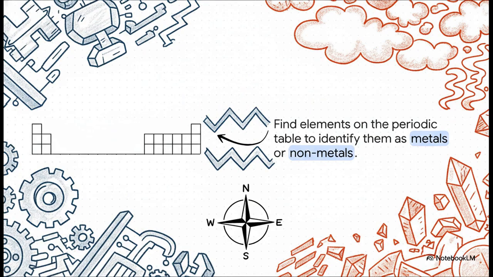So how do you know which path to choose? Well, you use this map, the periodic table. As a general rule of thumb, you'll find the metals over on the left and in the middle, and the nonmetals are hanging out on the right. Finding your elements here is the absolute first step. You literally can't name anything correctly without doing this first.